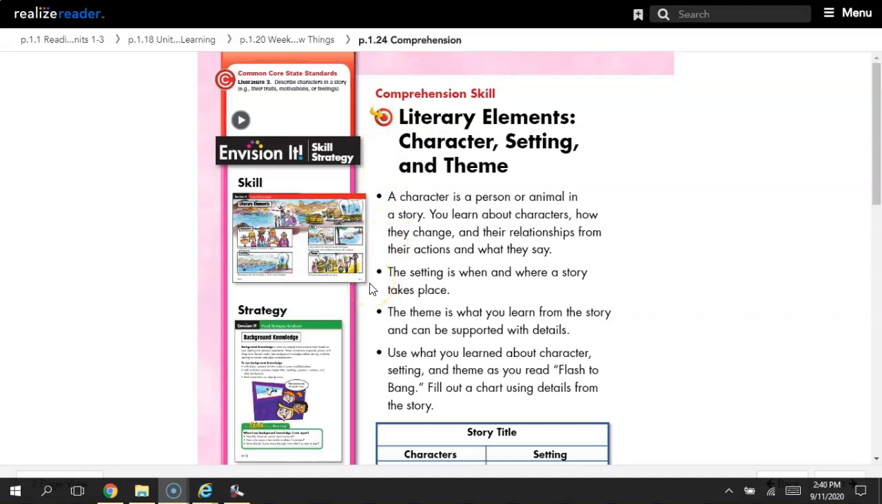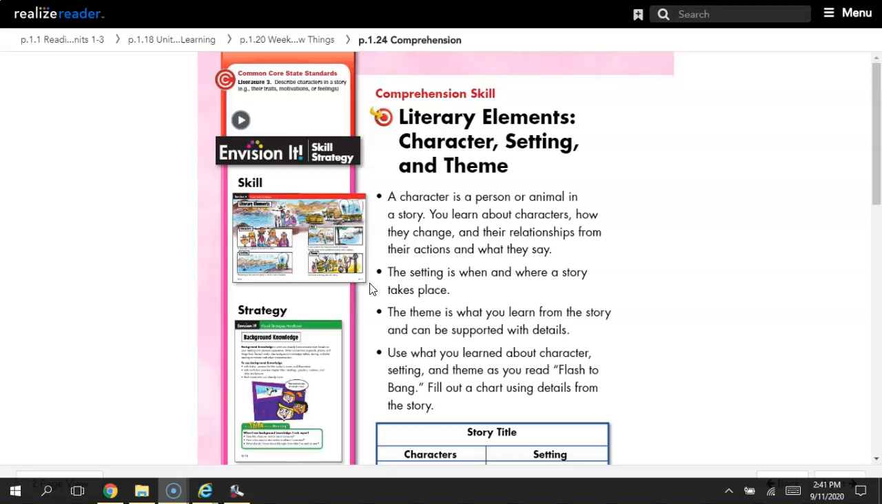Now, setting is where and when a story takes place. And then lastly, we have the word theme. Theme is what you learn from the story, and it can be supported with details. When I think of the word theme, I think of, what did the author really want me to learn from reading that story? Was there a lesson in the story that I should have learned after reading it? So again, we're going to be learning about literary elements, character, setting, and theme.